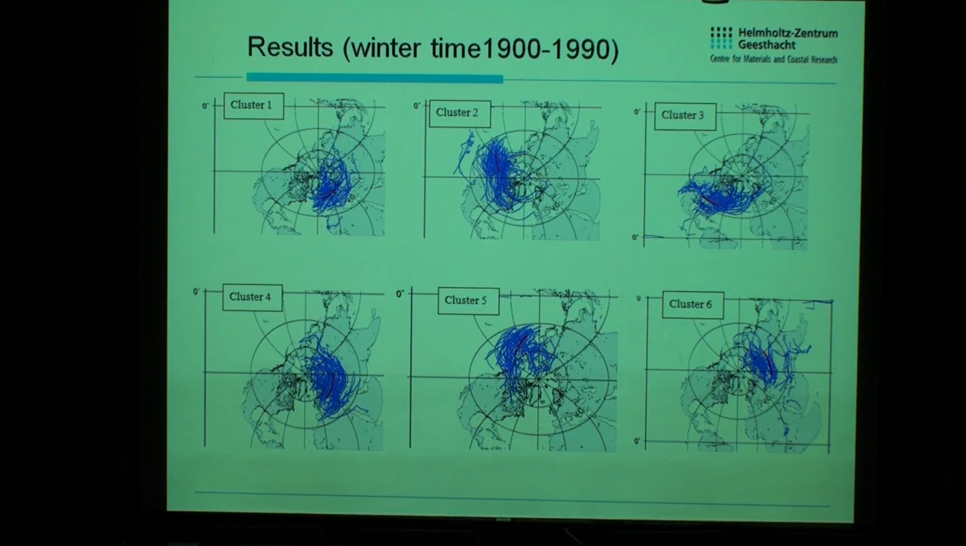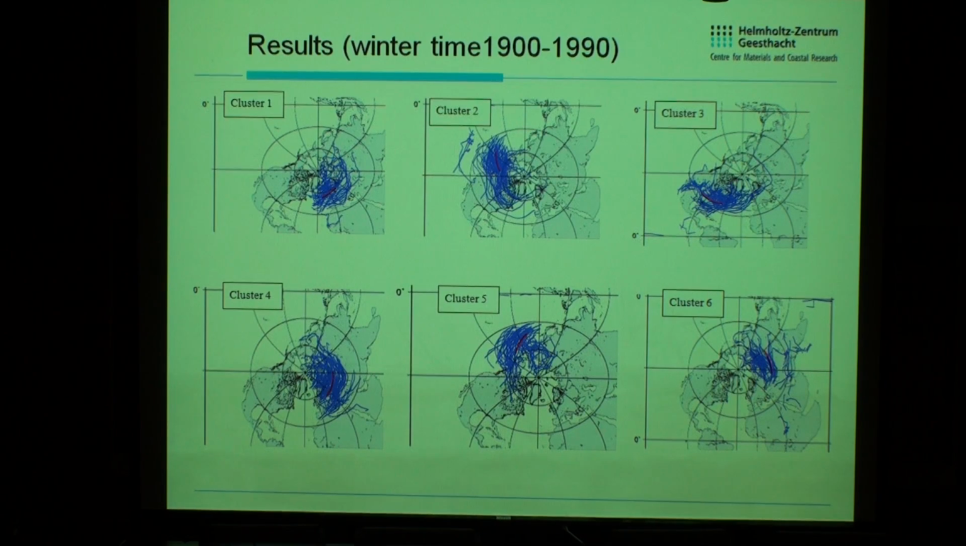Today I show just the result of clustering. Unfortunately, we didn't finish all the work, so I just show the winter time from 1900 to 1990. I divided the tracks into 10 groups. Of course, you will ask me why I set 10 groups. Actually, clustering is very subjective, so it really depends on how many clusters you decide. For my case I decided on 10 groups, and maybe I will show later that it's reasonable.